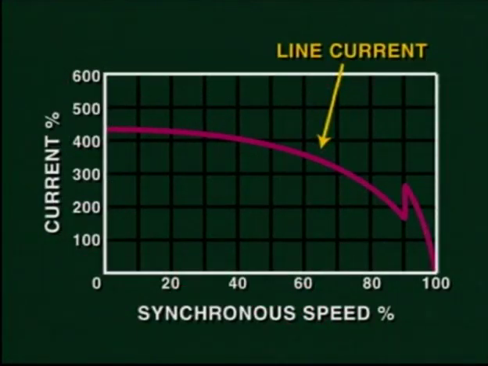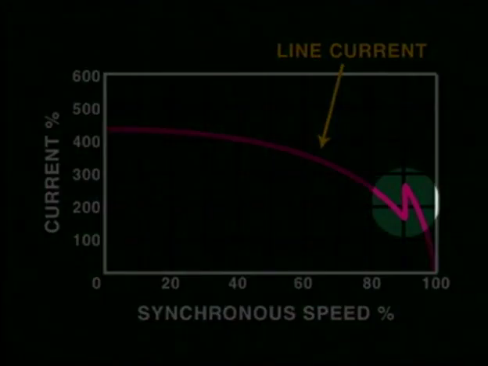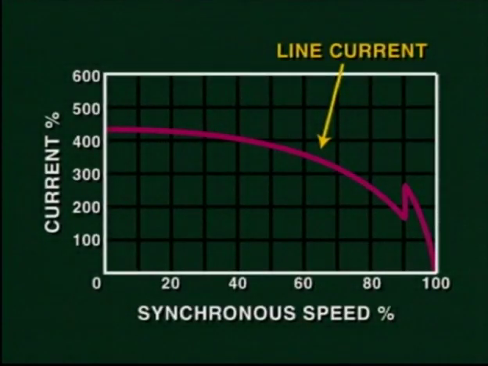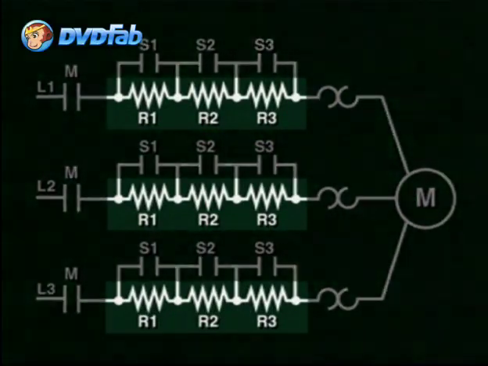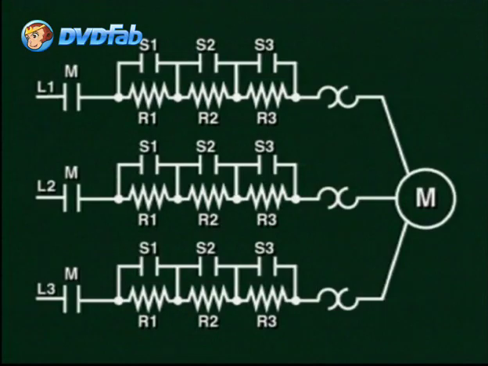As we can see in this graph, the line current kicks back up for a short moment when the resistors are taken out of the circuit and the motor is applied with full voltage. The number of primary resistors could also be increased to provide the motor circuit with more accelerating steps. Each one would be controlled by a separate on-delay timer.